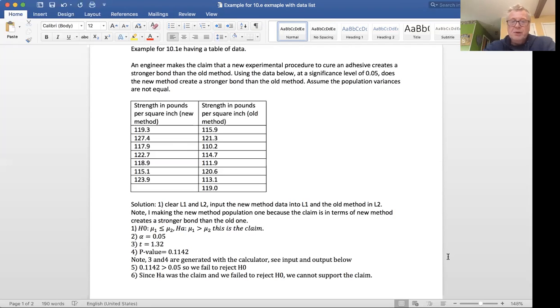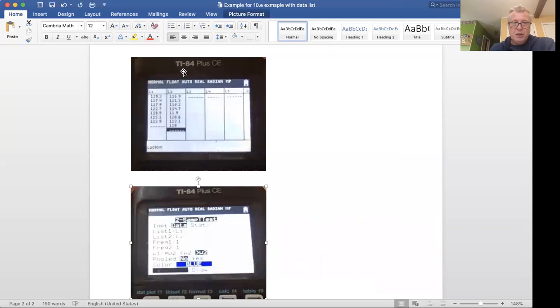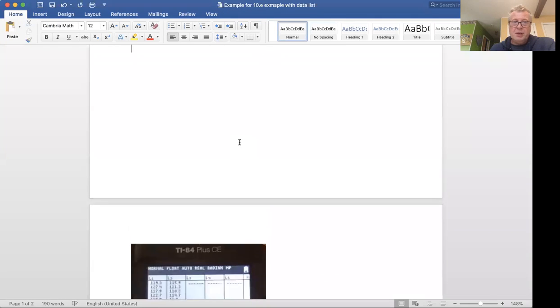So the first thing we're going to do is clear out list 1 and 2, and input new data into list 1 and 2. We're going to put the new method into list 1 and the old method into list 2. So let me scroll down here for a minute. Let me show you what that should look like when you're all done. It should look like this first slide here, where list 1 has the new method data and list 2 has the old method data. And we can see that the lists do not have to be the same size for the t-test.